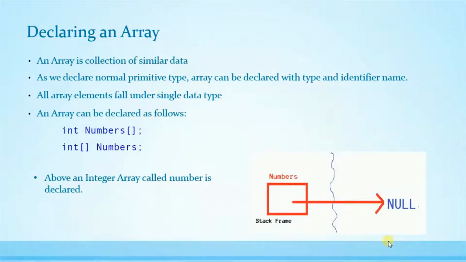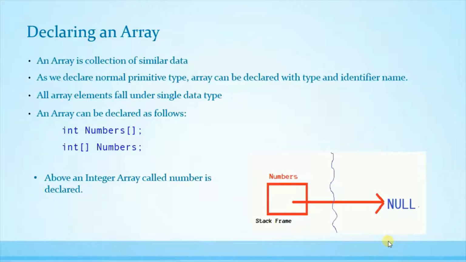Once we declare an array as shown in the above syntax, in the stack frame we will get a slot for the identifier numbers. So we can reach the array based on the identifier numbers, but it is pointing to null because we haven't specified the size of the array here. In the above statement, we just declared an array. Since size is not specified, no memory is allocated for it.